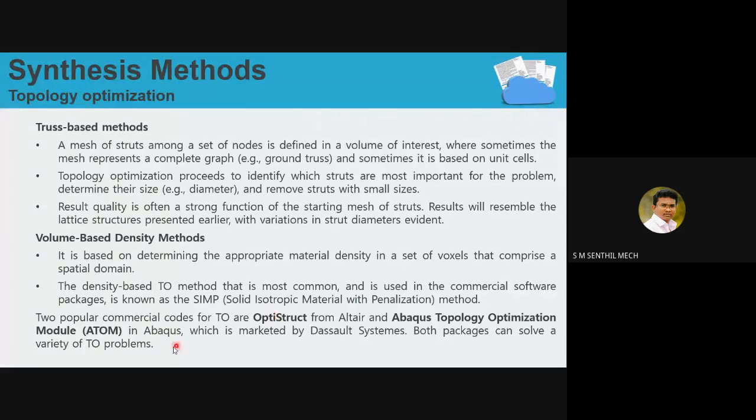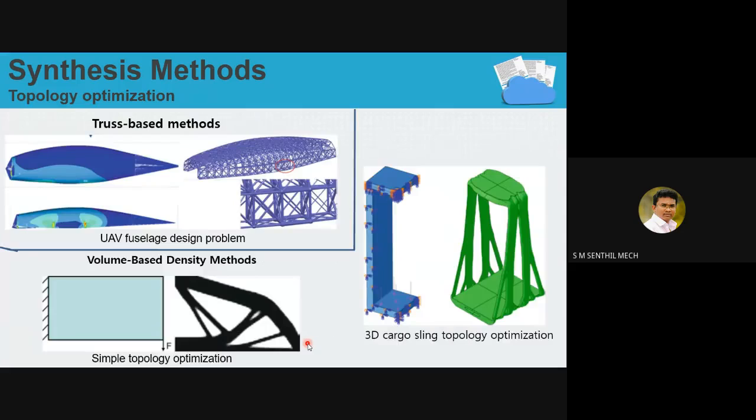There is other software called Abaqus, in which we have a module called the Abaqus topology optimization module, Atom, which is now being marketed by Dassault Systemes. Both packages can solve a variety of topology optimization problems. This is just to give you a glimpse of what the synthesis methods are.